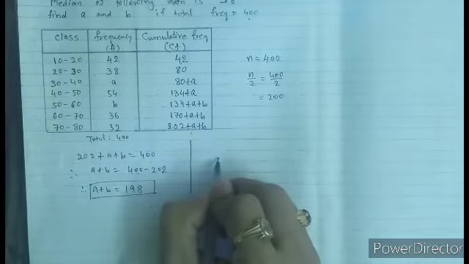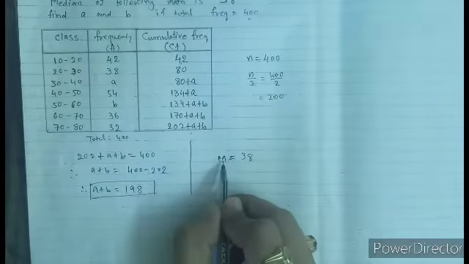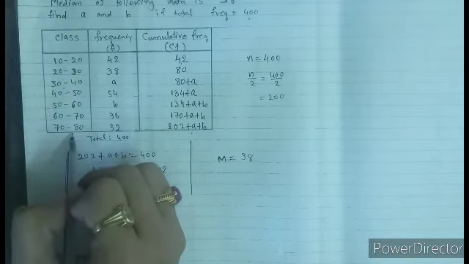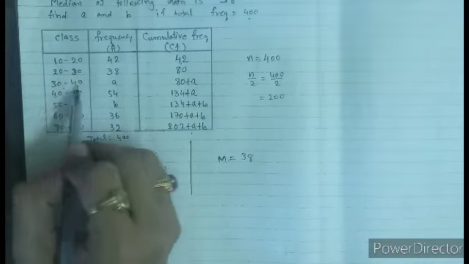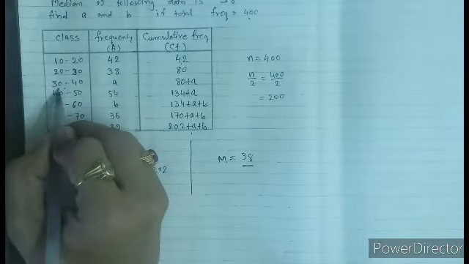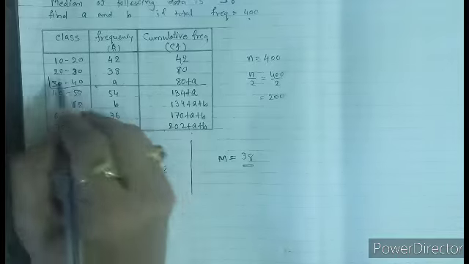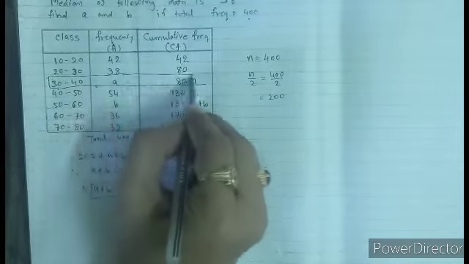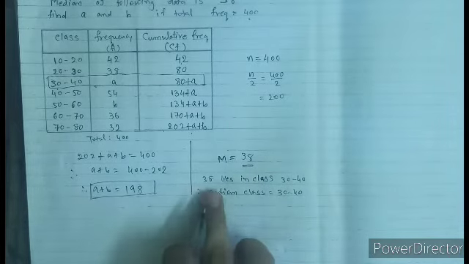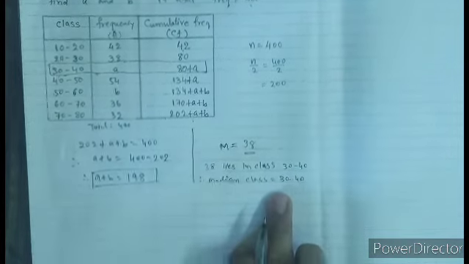Now to obtain the median class, as the median is given and it is 38, this median is within one of the given classes: 10 to 20, 20 to 30, 30 to 40, 40 to 50, etc. As median is 38, it is within the class of 30 to 40. So for this case the median class is 30 to 40, which we will highlight like this. So we will write that the median 38 lies in class 30 to 40. Therefore the median class is here 30 to 40.